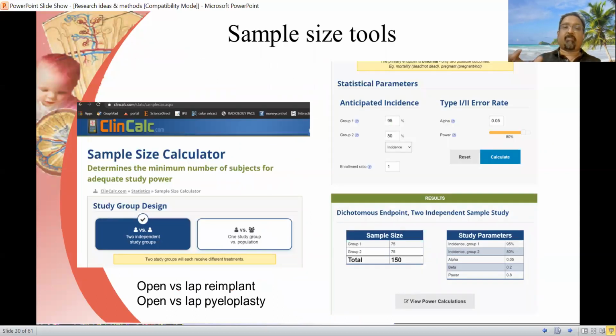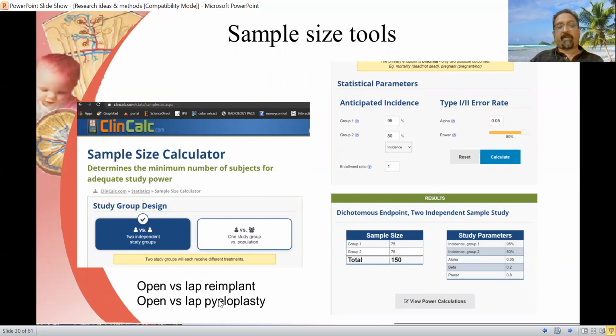Now on the internet nowadays, we are living in a golden period. We have a lot of internet tools. So when you want to do a study and calculate a sample size, we have this sample size tool. For example, you want to compare open versus laparoscopic reimplant. You go into this tool, and you have to know from the literature what the success rate is. For example, open reimplantation has a success rate of 95%, and lap reimplantation has a success rate of 80%. Then you enter that and say calculate. It says that you need 150 patients. So that is the sample size of 75 in group 1 and 75 in group 2.